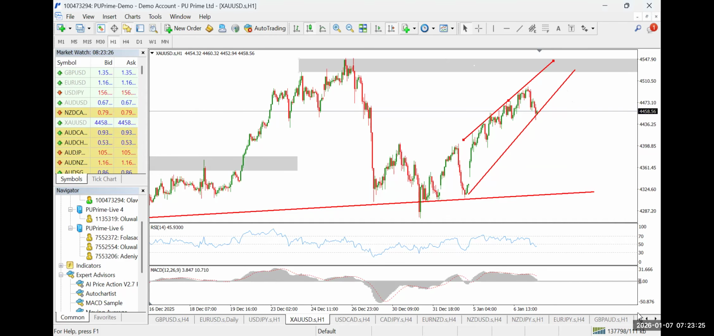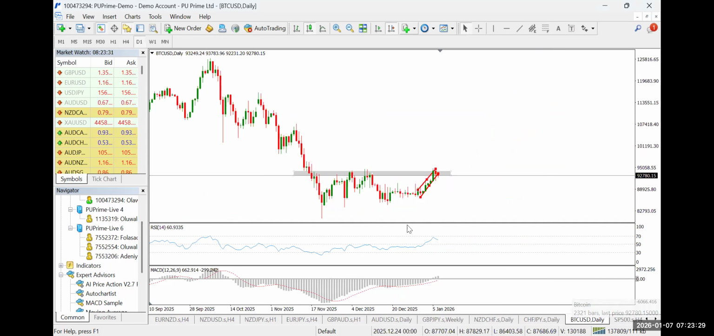BTC USD. Okay, yeah, I've been following up on this for a couple of days too.